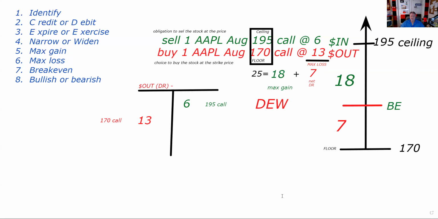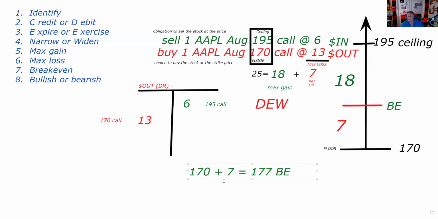Do you remember the memory aid device for break evens and spreads? If you've been following me, I have a memory aid device. Anybody remember it? Call, add to the lower. So the way we're going to get the break even here is we're going to take the lower strike and add the net premium, which in this case is 7, which is 177.